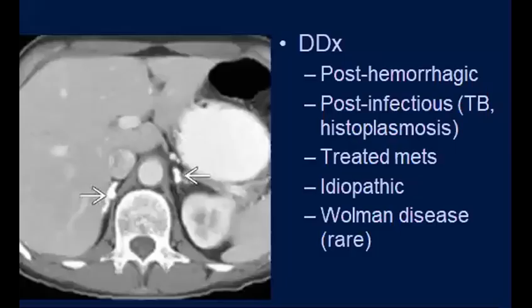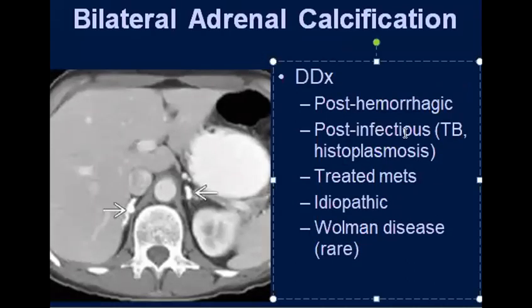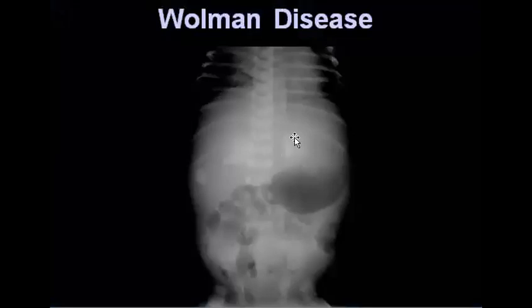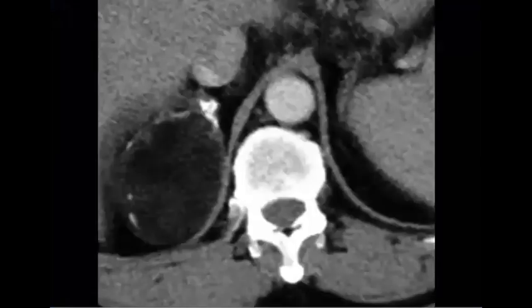Then there will be one good question about the calcification. When you find bilateral calcification, what is your differential? So it can be post-hemorrhage, post-infection, or metastasis, and treated lymphoma and granuloma and so on, and idiopathic and something called Wolman. So this is what is called Wolman, when you find bilateral calcification, which is a rare case.